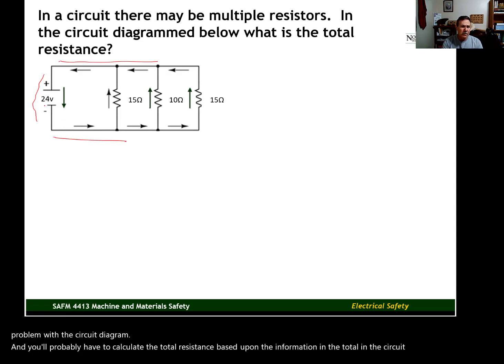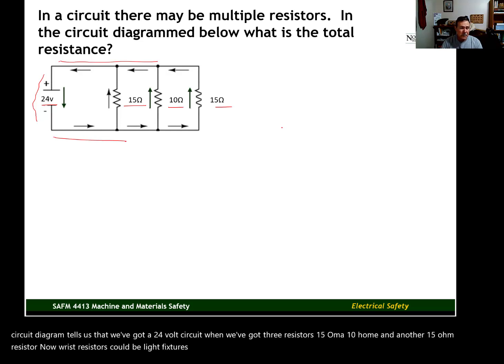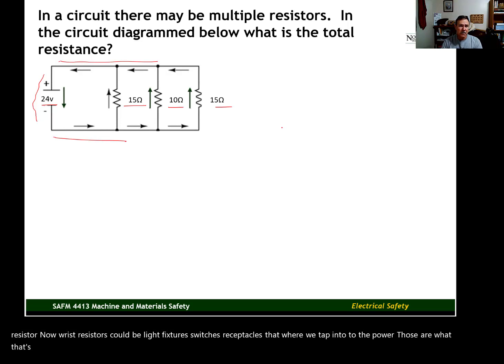This circuit diagram tells us that we've got a 24 volt circuit with three resistors: a 15 ohm, a 10 ohm, and another 15 ohm resistor. Now resistors could be light fixtures, switches, receptacles where we tap into the power. That's what we mean when we talk about resistors in a circuit. Again, there could be multiple resistors, more than three. In this example, we have three. There could be 6 or 7.